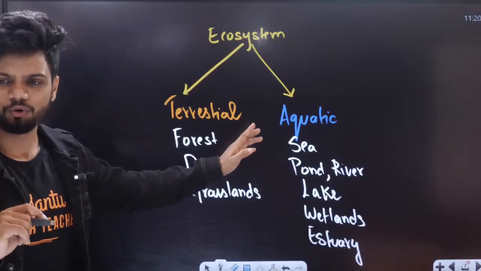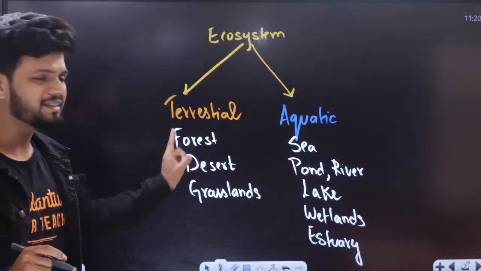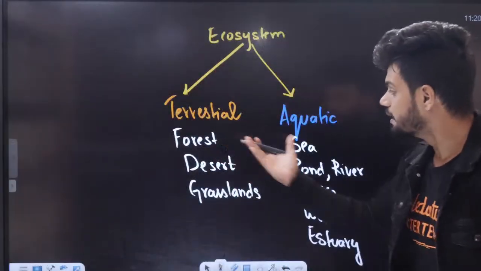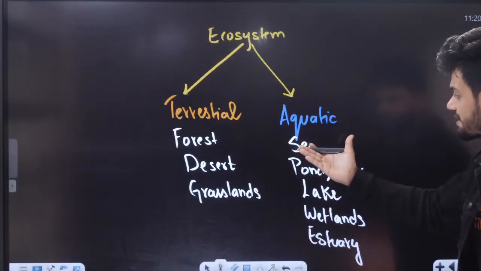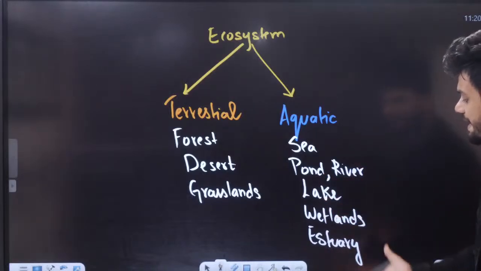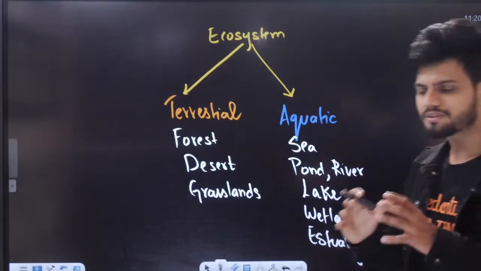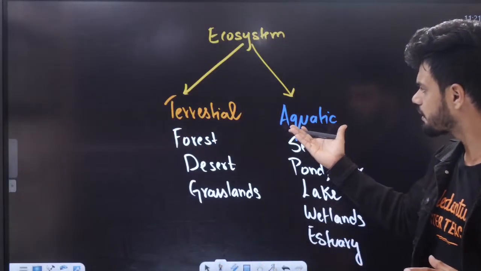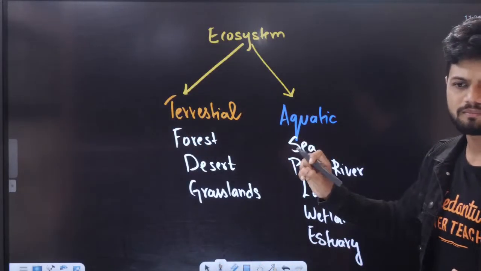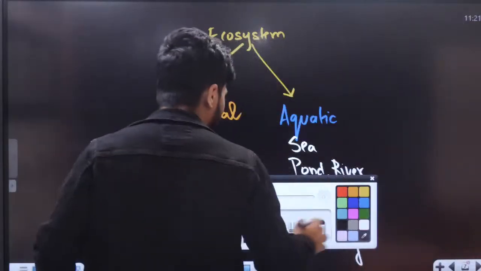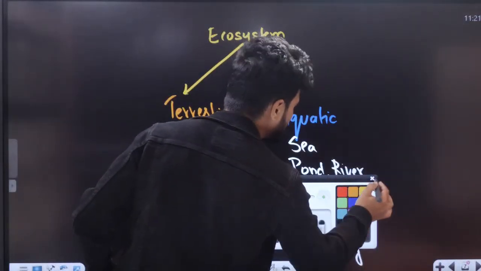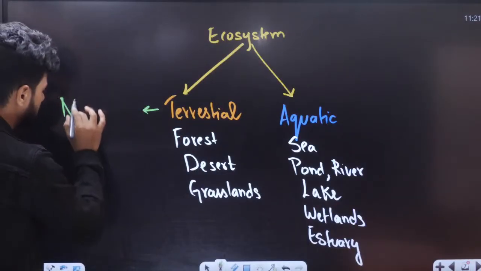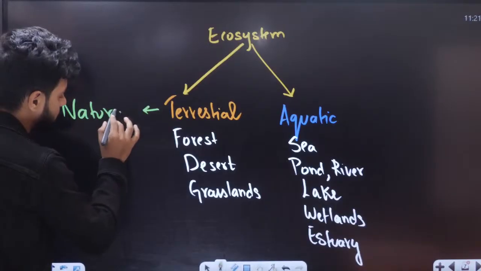Now tell me, all of you, is this natural or man-made? Do you think someone made the desert? Do you think someone made the forest or the sea, ponds, rivers, lakes, and estuaries? Or do you think this entire terrestrial and aquatic classification is natural? Yes, it is natural. So this type of classification is said to be natural classification.